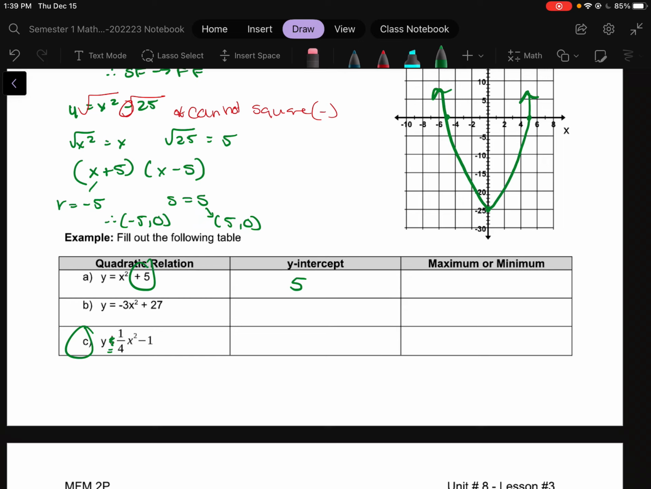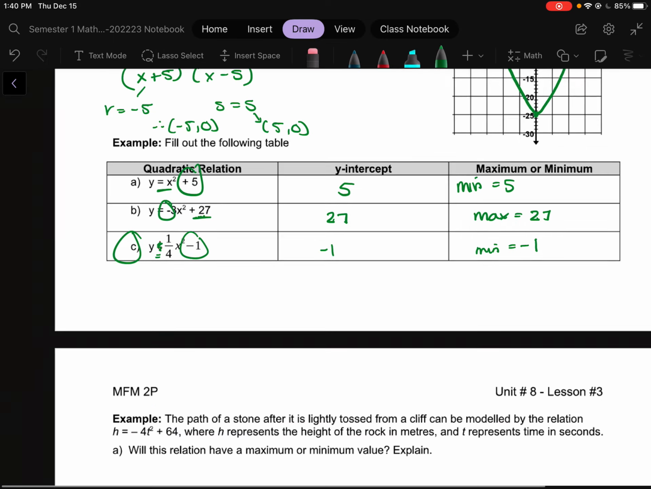Is it a max or minimum? It is a minimum because it is positive, and that is going to be 5. Same thing here, we have a negative, so that means it's going to be a max, and the max is whatever our C is, which is 27, and our y-intercept is also 27. Pause now, try out C, solve, what is it? All right, we have a y-intercept of -1. It's going to be a minimum because this is a positive 1/4.